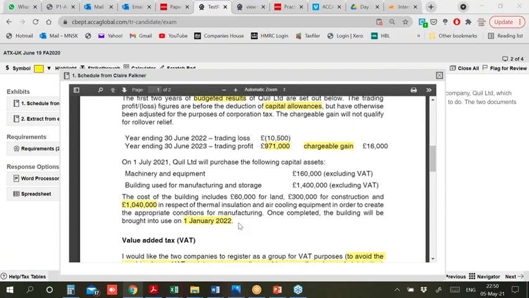Okay. Now, second thing is, will the cost of 1040 be included while calculating the SBA, or do I have to deduct 1040 from 1.4 million? Deduct or include? Tell me.